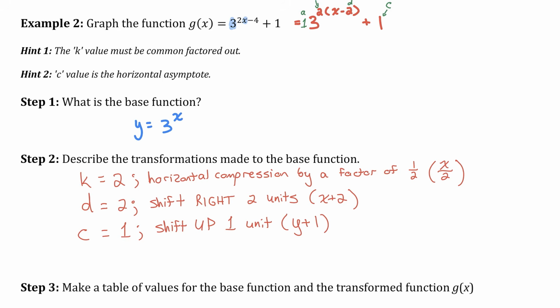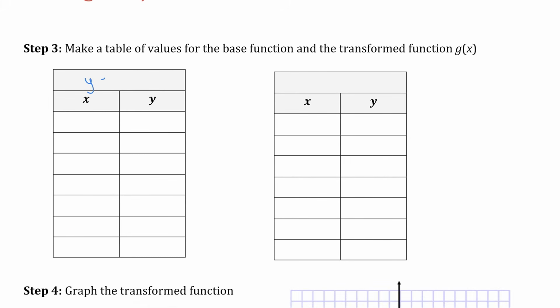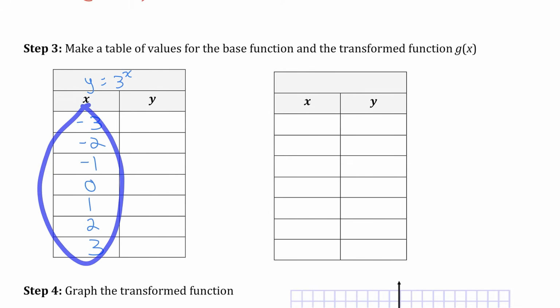Let's make a table of values for the base function 3 to the x. And then use all of these transformations to get the points for my transformed function. So the table on the left, I'll do for my base function 3 to the x. I'll choose the same x values, negative 3 to 3, and then I'll calculate the y's by using the relationship right here. Y is equal to 3 to the power of each of these x values.